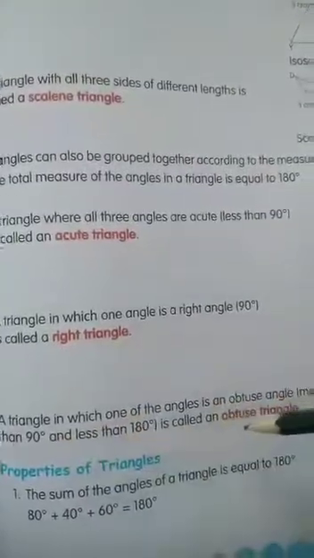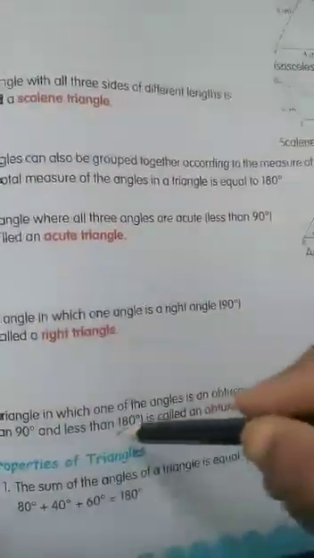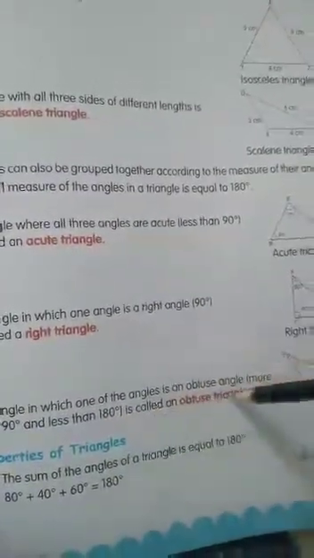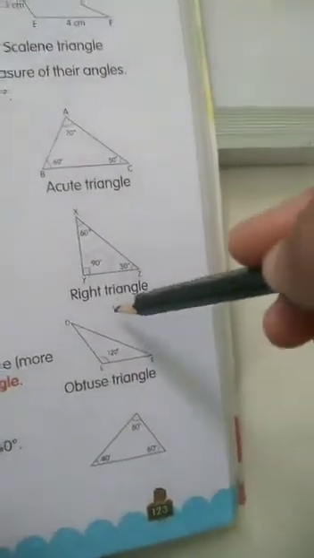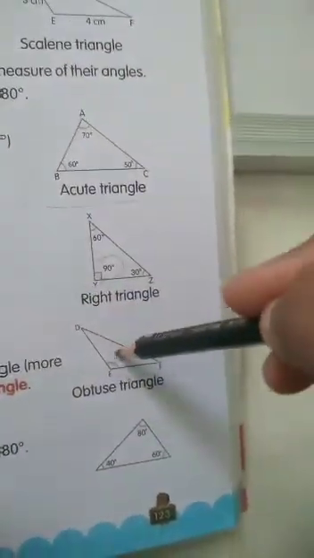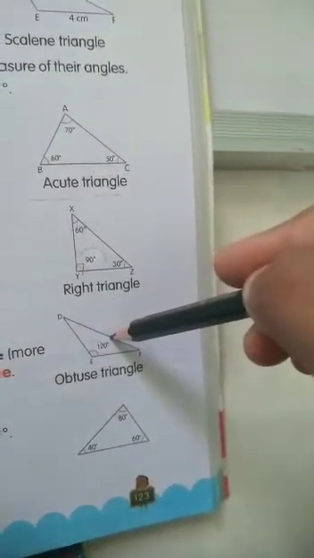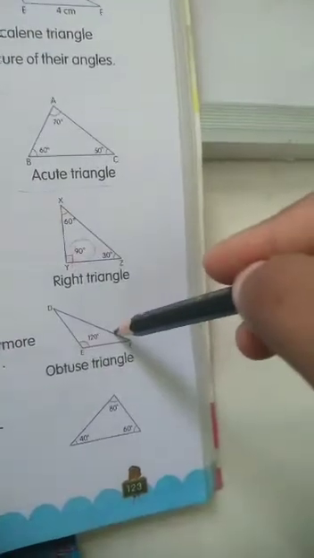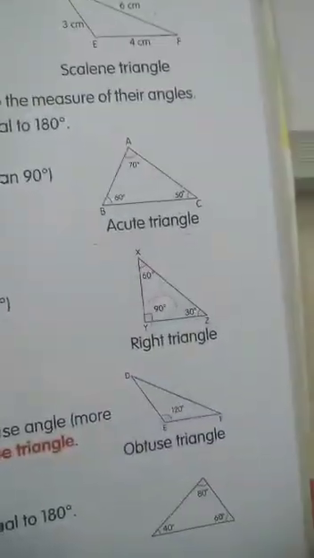Next, a triangle in which one of the angles is an obtuse angle, more than 90 degrees and less than 180 degrees, is called an obtuse triangle. See here, this is 120 degrees, which is less than 180 degrees. That is about the classification of triangles.